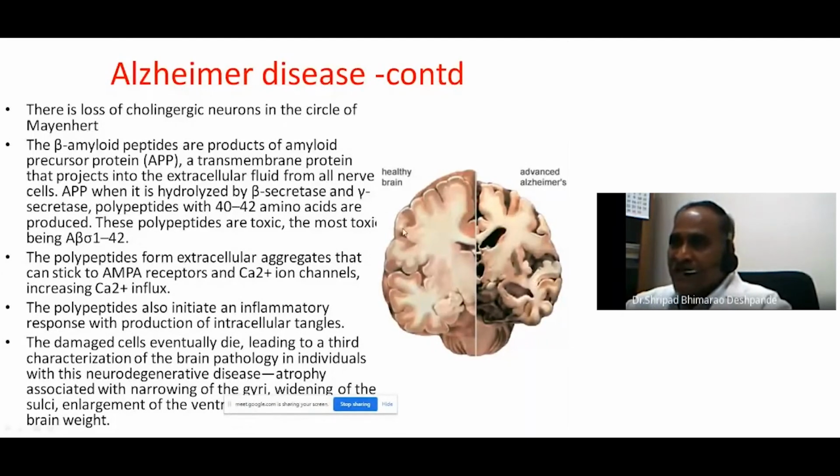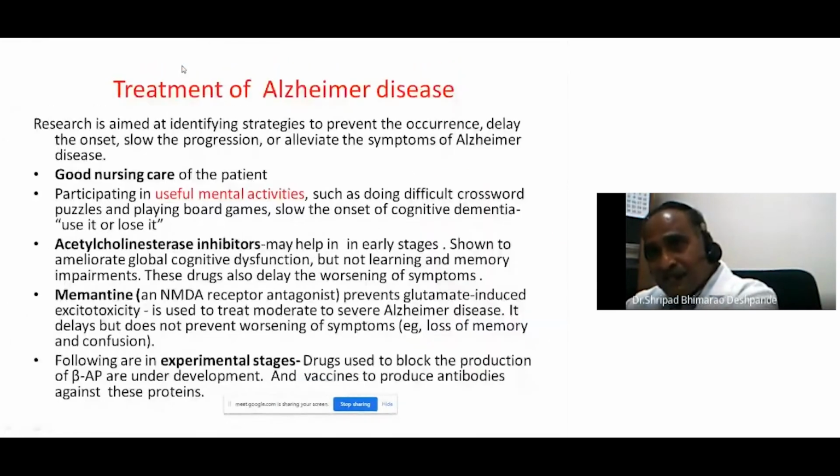This is a healthy brain. You have so many gyri and sulci. You can see that it is all nicely smooth. This is an advanced Alzheimer's brain on this side, and you have a healthy brain on this side. It has become smaller because there is a loss of the neuronal cells. You can just compare the number of neurons. So that is what happens in case of Alzheimer's disease.